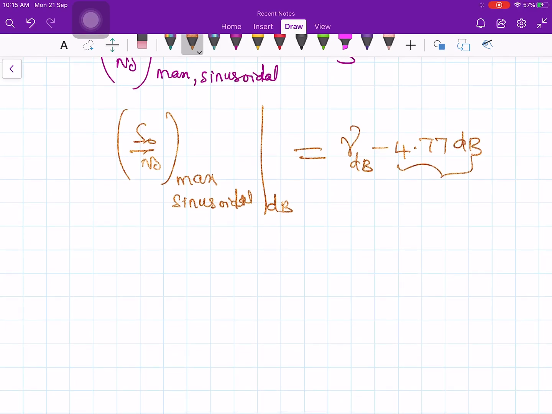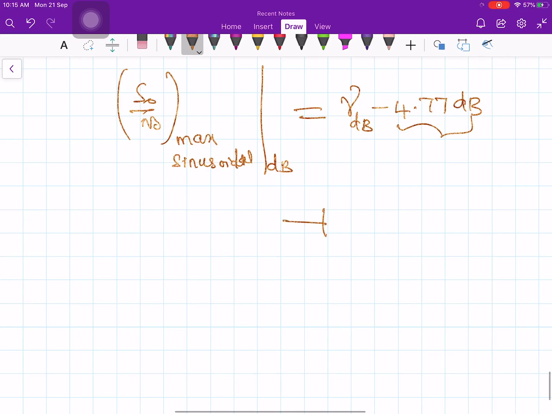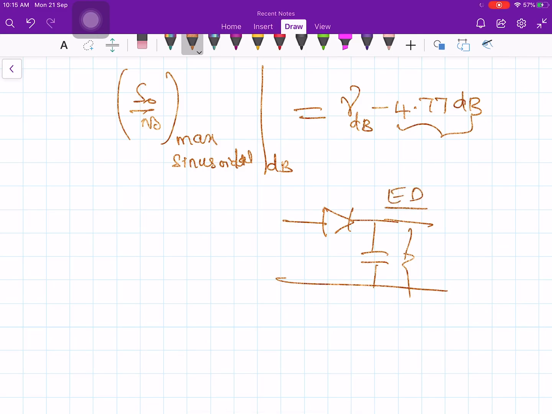Why? Synchronous demodulation is very complex. Not very complex, it is complex. So instead of that, you can simply take a diode followed by a capacitor and followed by a resistor, and simply can demodulate it. So this is my envelope detector. So the reason why we transmit carrier along with your modulated signal is to simplify the receiver structure. I mean simplify the demodulator.